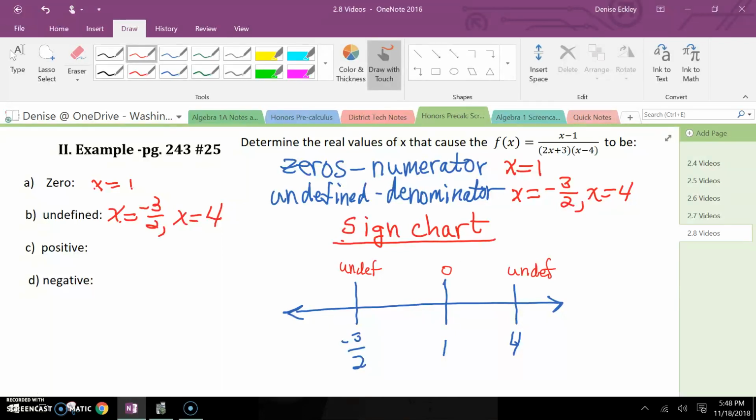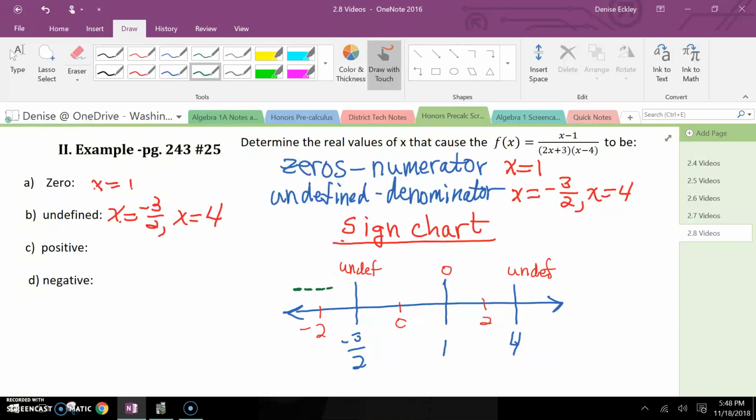So the values I'm going to pick, before negative 3/2, I'm going to use negative 2. Between negative 3/2 and 1, I'm going to use 0. And between 1 and 4, I'm going to use 2. And again, you can use any value you want in between them. So I'm going to substitute negative 2 in, and just like in our polynomial inequalities, I just really need to know the signs, not necessarily the value. But now I'm going to have fractions.